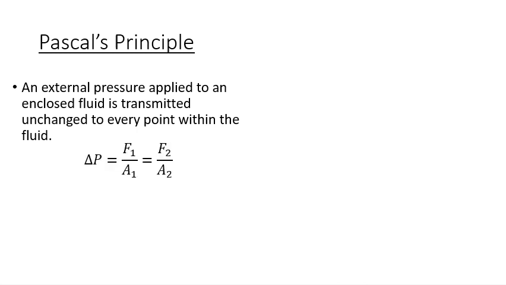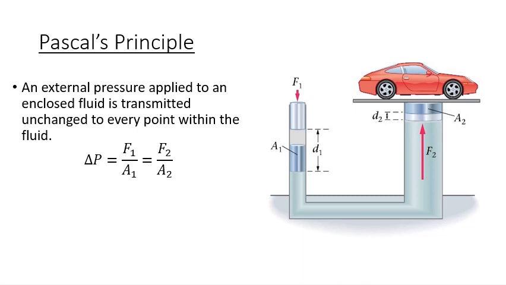So if you think about this hydraulic lift, if you apply a pressure, and the pressure you can write as force divided by area, that pressure will transmit to every point within the fluid. So the pressure applied at this end will transmit to the other end of the fluid. So it will transmit unchanged to every point within the fluid. So the pressure is given by force divided by area.